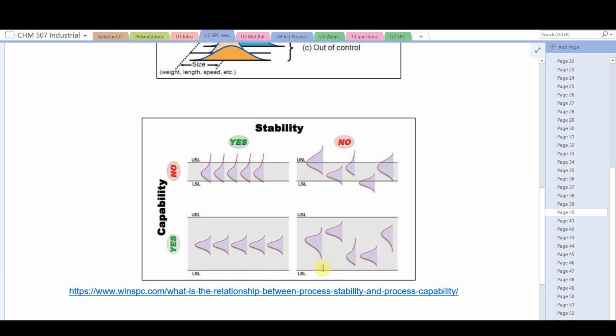On the bottom row, we have processes that are capable. The spread of the product, the variation of the product, falls well within the specification limits, so they're capable. However, on the bottom right, this is not stable. Only the bottom left is capable and stable. It's in control.